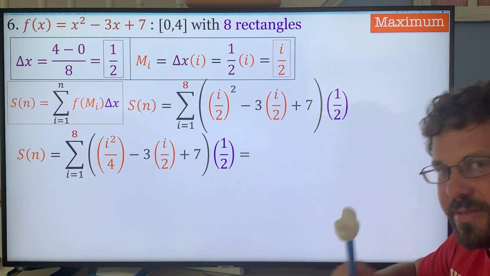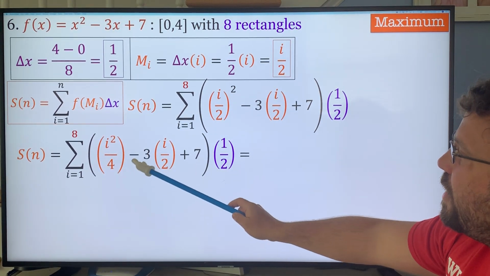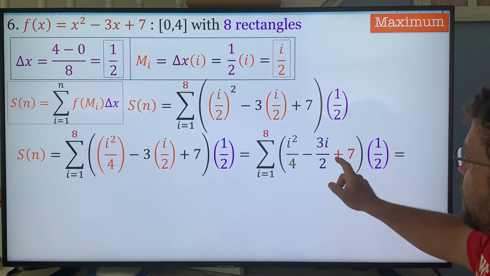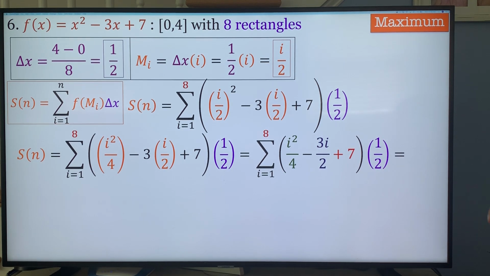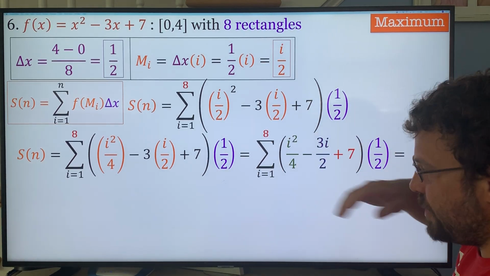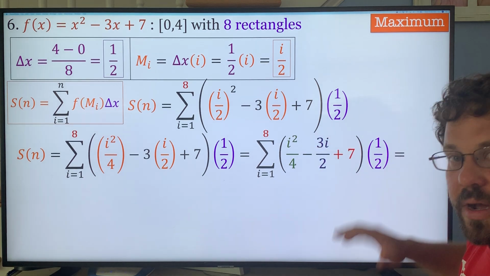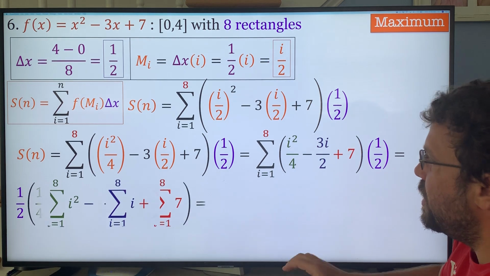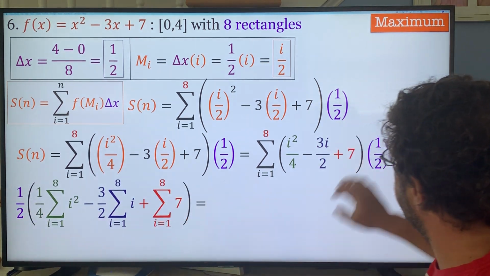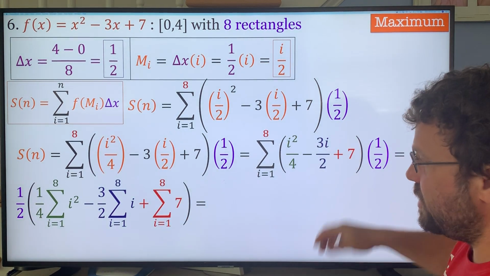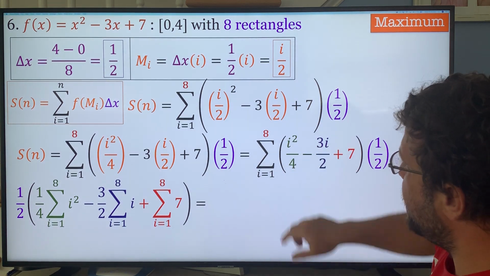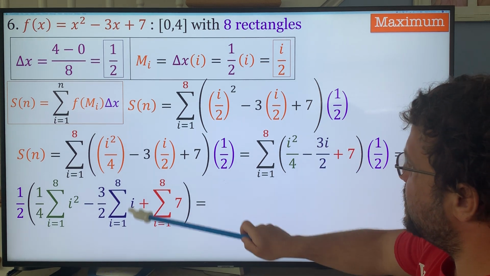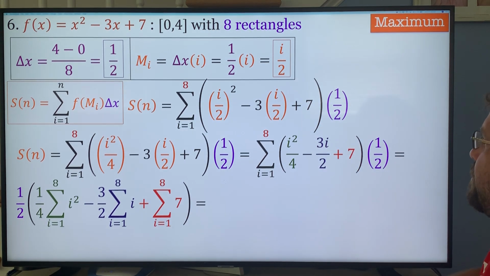Yeah, you got it all right now. I see, you got the hang of this. This becomes 3i over 2. i squared over 4 minus 3i over 2 plus 7 times 1/2. Now, you do not have to get same denominators down here because there's no like terms to combine. I could treat each one of these as a different summation now. So I'm just going to drag the 1/2 forward. If you want to distribute it, then you can. It's up to you. I'm going to take the 1/4 out of the i squared summation, and the negative 3/2 out of the i summation. And then I just got my 7 all over here.